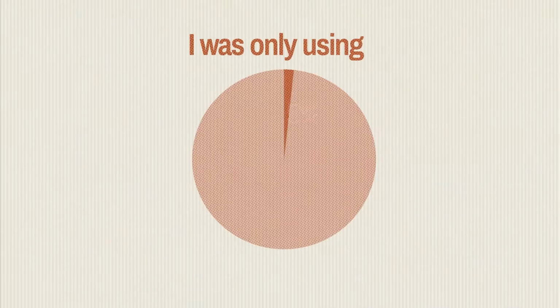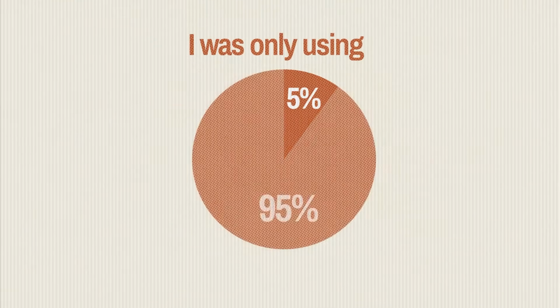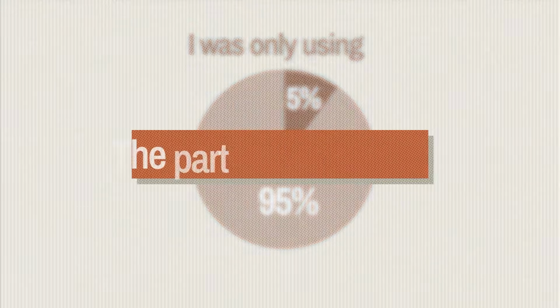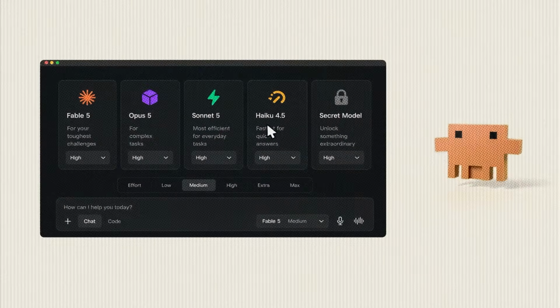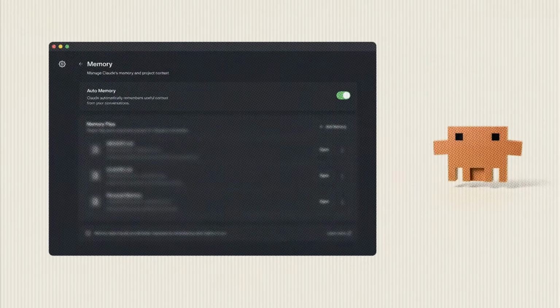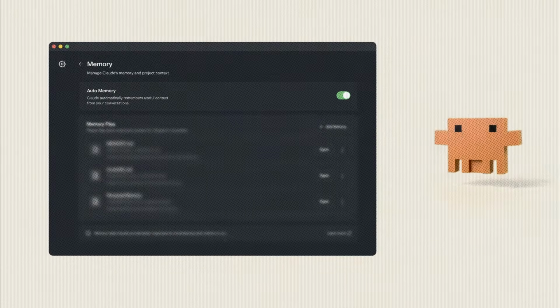Until now, I was only using 5% of Claude. But the other 95%? The part I was not using. That's exactly where the real money lives. That's where you build an entire team of AI workers. That's the secret model trick and the hidden memory setting nobody talks about. That's the real AI assistant experience.